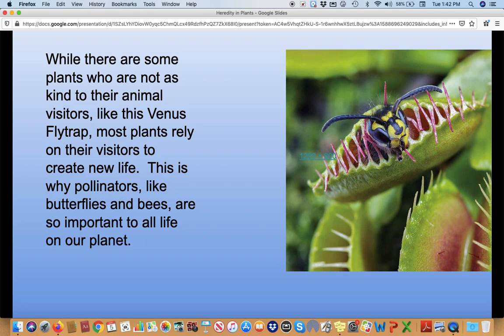While there are some plants who are not as kind to their animal visitors, like this Venus flytrap, most plants rely on their visitors to create new life. This is why pollinators like butterflies and bees are so important to all life on our planet.